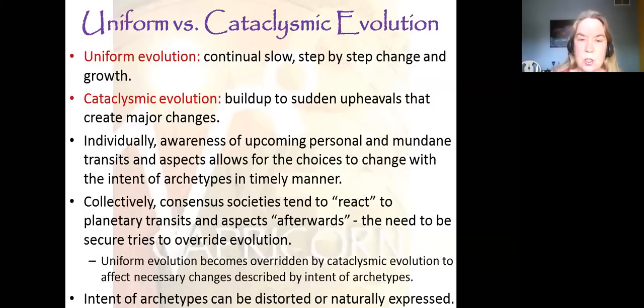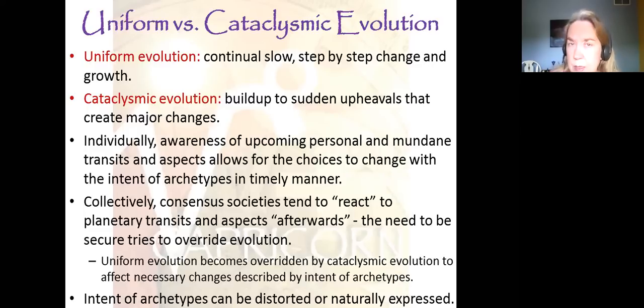And so eventually what happens is uniform evolution is overridden by cataclysmic evolution in order to create the necessary changes by a group of people, a country, a community, and even all of us as the various species on planet Earth. So again, we as individuals can work with the changes, especially if we use our will to do so, but collectively consensus society doesn't. It's why evolution has a tendency to be so slow for us.